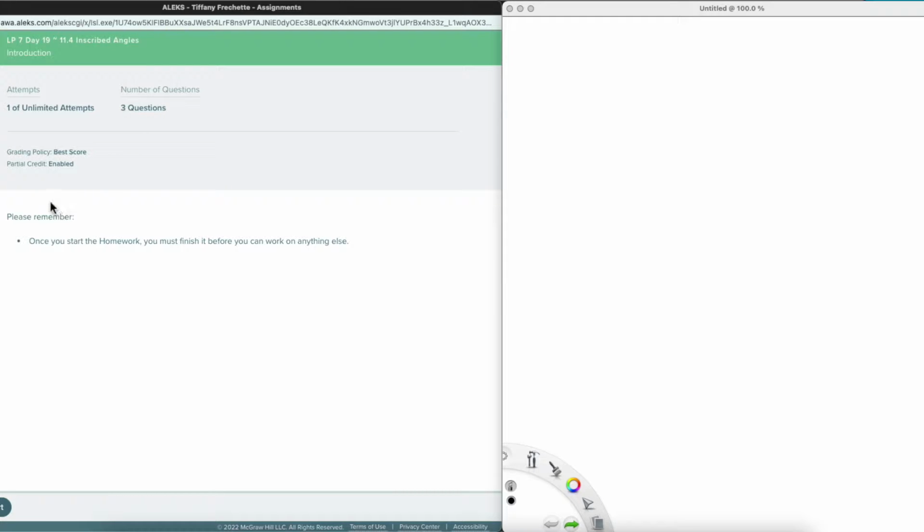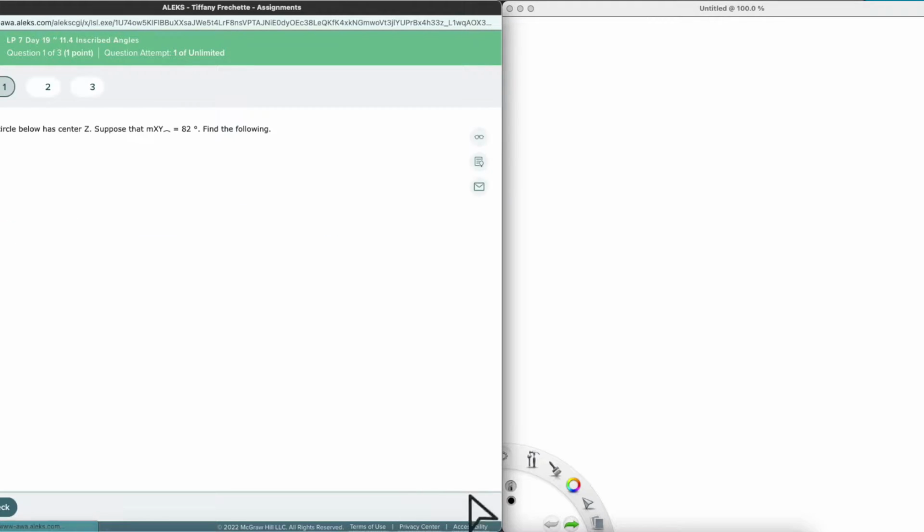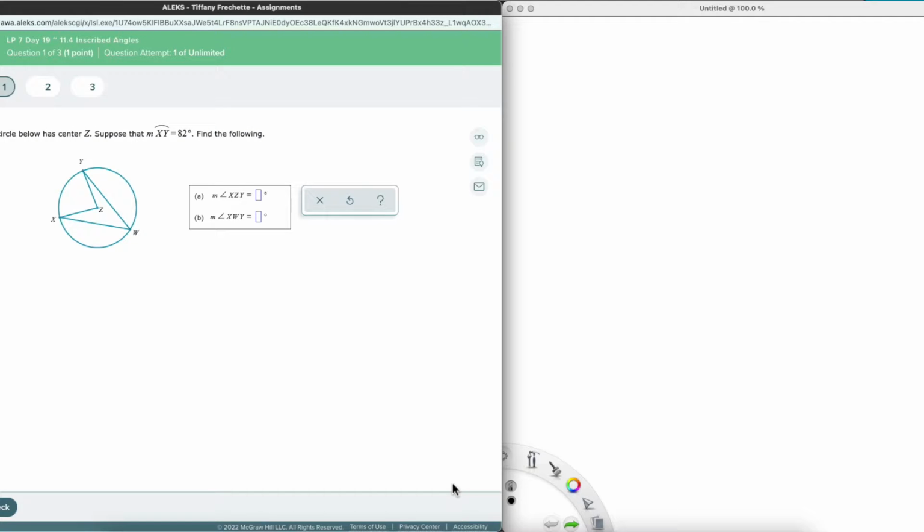All right, so down here it says, please remember once you start your homework, you must finish it before you can work on anything else. That means once I click start, down here in the bottom right corner, you will see a submit assignment button. That's how you finish your assignment, by clicking submit assignment. What it means when it says you can't work on anything else is the system is actually going to lock all of your assignments and your resources until you click submit assignment. So it's trying to leave this attempt open for you.